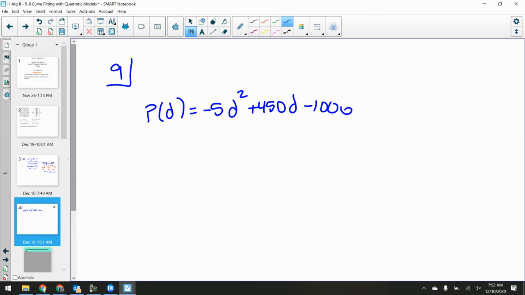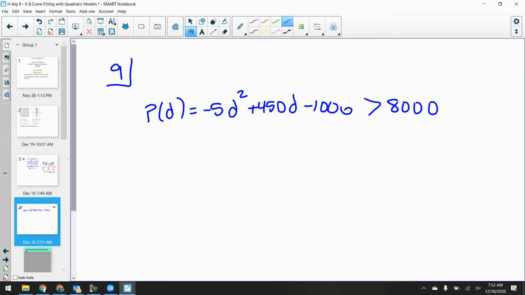Right, here's my equation. An online music service sells song downloads and models its profit using the function P of D is equal to -5D squared plus 450D minus 1,000, where D is the number of downloads sold and P is the profit. How many downloads does it need to sell to make a profit of more than $8,000? So honestly, this is what I'm looking for, right? I want to keep profits above $8,000.